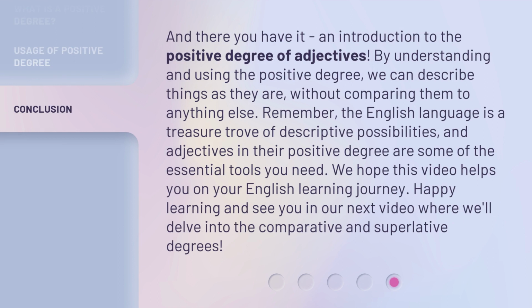And there you have it, an introduction to the positive degree of adjectives. By understanding and using the positive degree, we can describe things as they are, without comparing them to anything else. Remember, the English language is a treasure trove of descriptive possibilities, and adjectives in their positive degree are some of the essential tools you need.